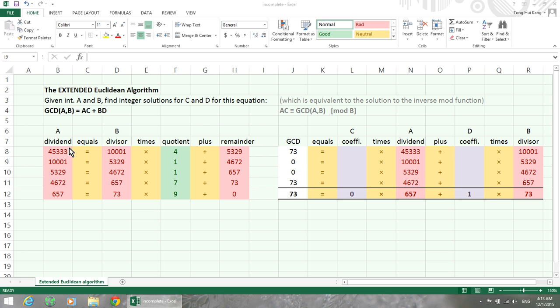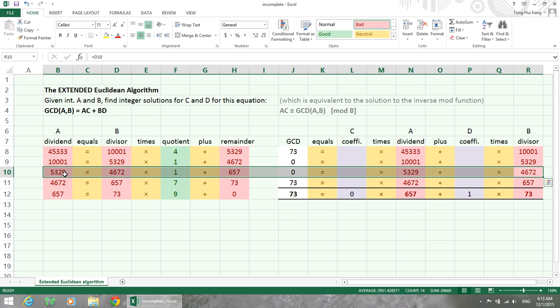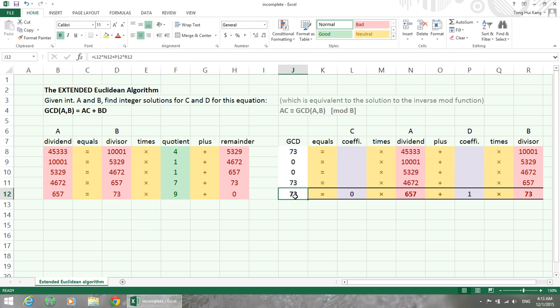We will use the numbers in the previous video. So the question is, 73, the GCD, is how many times 45333 plus how many times 10,001? So the big idea of this algorithm is that we express the GCD in terms of the dividend and the divisor of the same line, starting from the bottom and moving upwards by substituting the remainder.